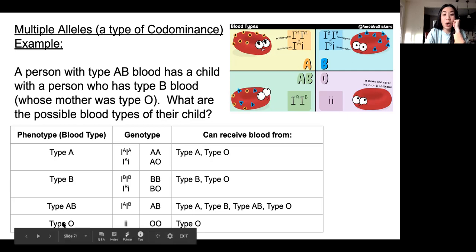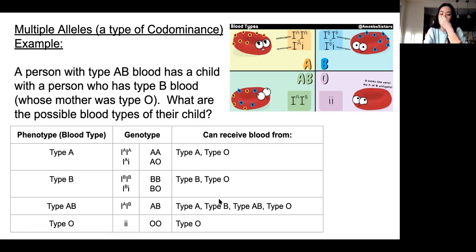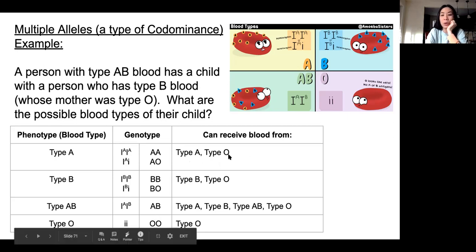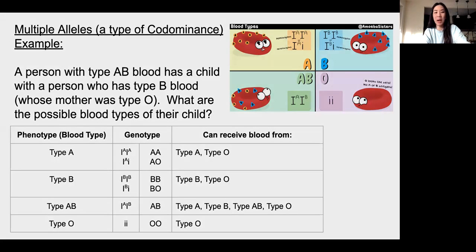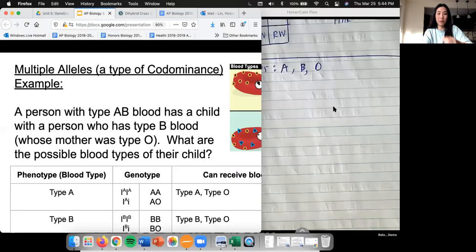And then someone who has type O blood, their only genotype is OO. So both of their chromosomes carry O. And this is also a summary of what I was saying earlier of who they can receive blood from. Type O, we call the universal donor because they can give anyone blood. And type AB blood, we call those people universal recipients. They could get blood from anyone. So they're lucky. Okay, so let's do a practice problem for this.